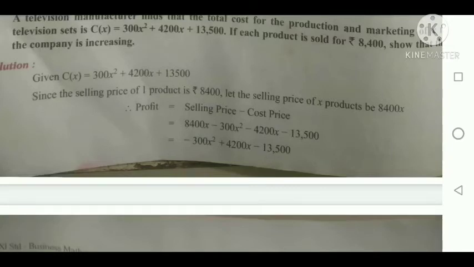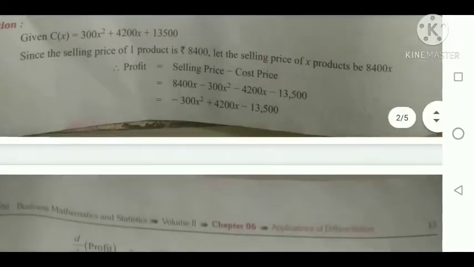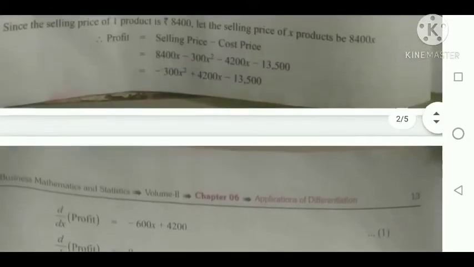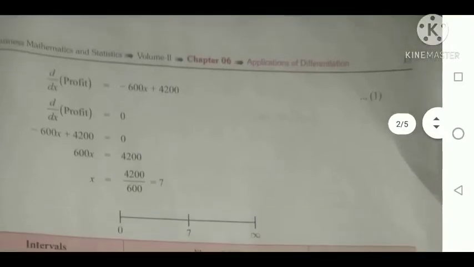Here, the selling price is nothing but 8400x, whereas the cost price is 300x square plus 4200x plus 13500. If you subtract these, you get minus 300x square plus 4200x minus 13500. So therefore the profit is like this. Now we are differentiating the profit.